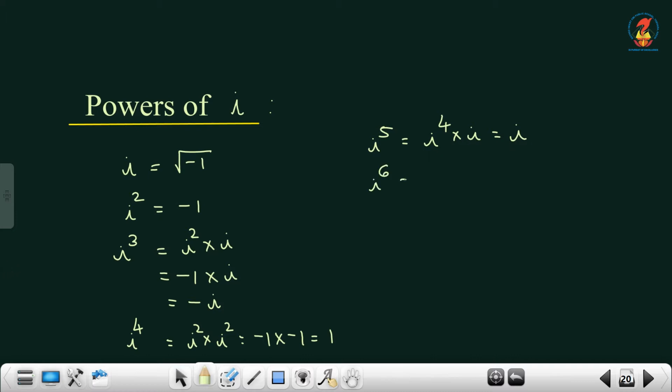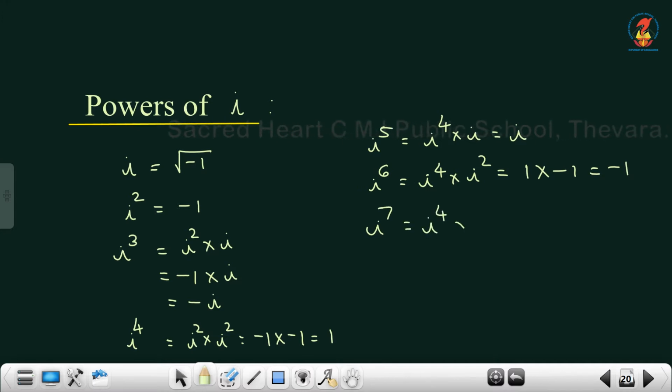i raised to 6 is i raised to 4 into i square. i raised to 4 is 1, and what is i square? Minus 1. So that is equal to minus 1. Now i raised to 7. That is i raised to 4 into i raised to 3, or you can write i raised to 6 into i. That's also correct. So 1 into i cube. What is i cube? i cube is minus i. So 1 into minus i is minus i.